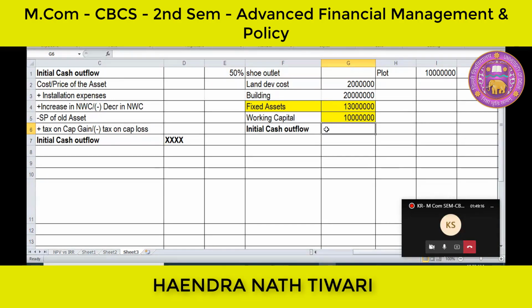Now the question is, what is your initial cash outflow? And I told you to look into, okay, if I take this decision, what will happen? And if I don't take the decision, what will happen? You just have to compare the two situations. I take a decision and I don't take a decision. Yes. Tell me what should be your initial cash outflow.